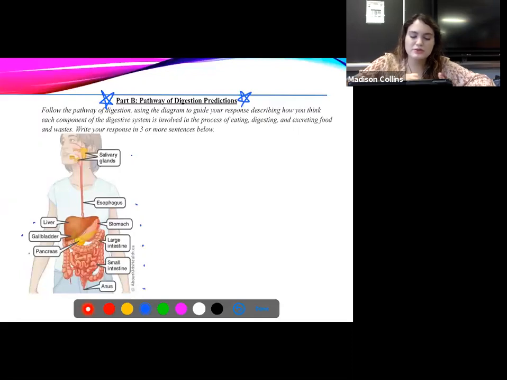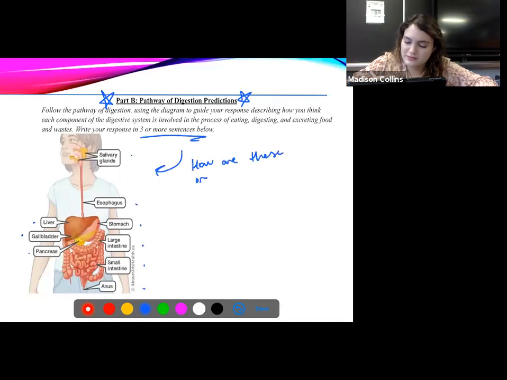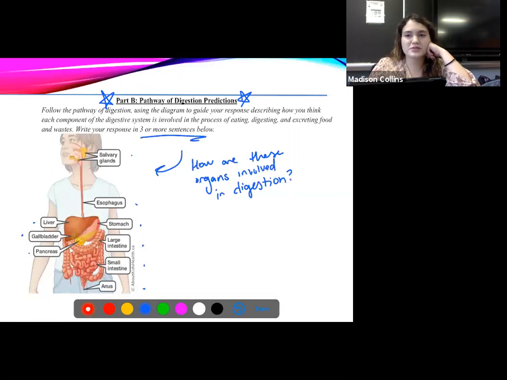Now, you won't be able to use all of them, but I want you to include as many of these organs as you can when you're describing how this pathway of digestion works. So 3 or more sentences below. How are these organs involved in digestion? All right, and I will be checking your responses, so make sure that they're up to par, okay?